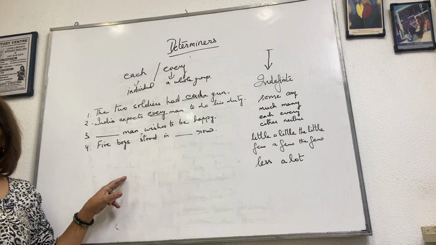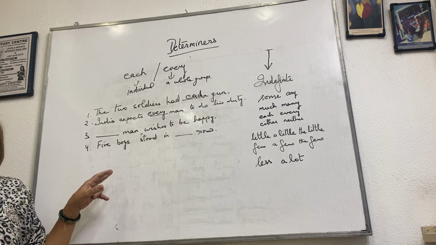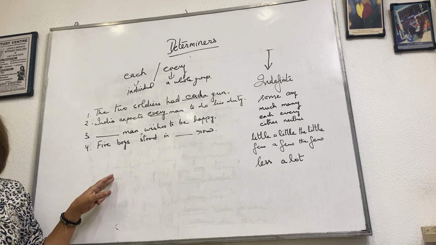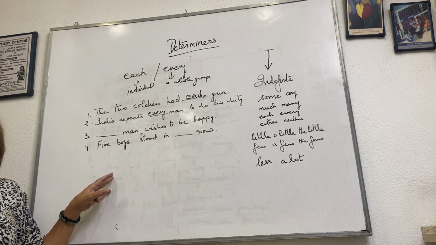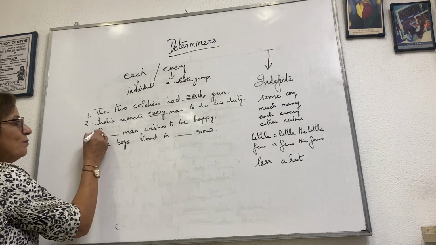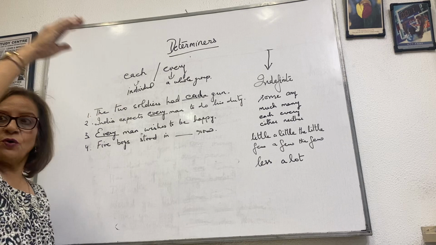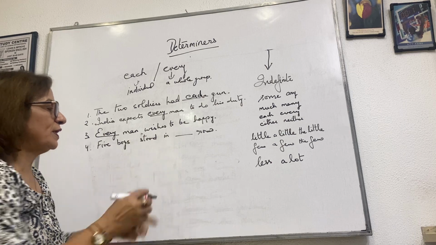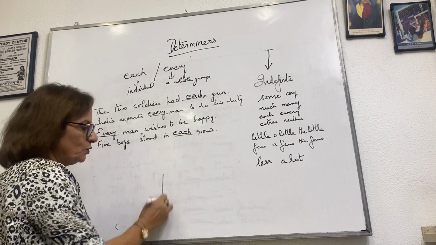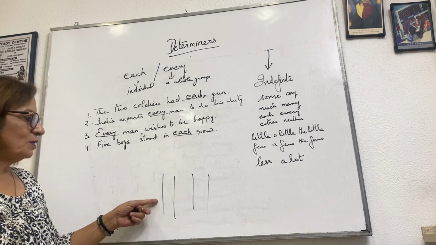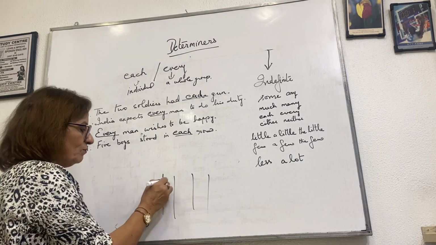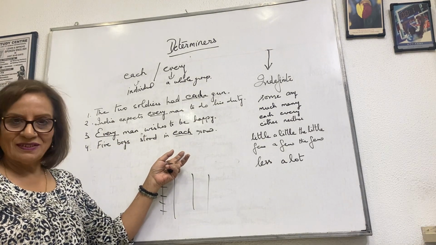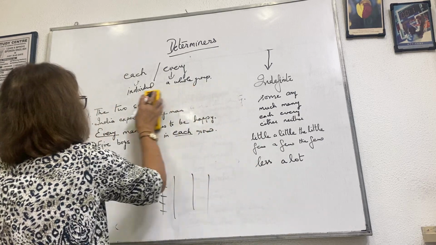Were you able to do it? Okay, good. Sonam, Kirti, Mahi, Raghav, good. So every man, we're talking about all. So every man wishes to be happy. Five boys stood in each row. These are called rows, so there may be four rows or five. So in each row there were five boys. So that is the use of every and each. Is it clear, students? Now let's do the next one.